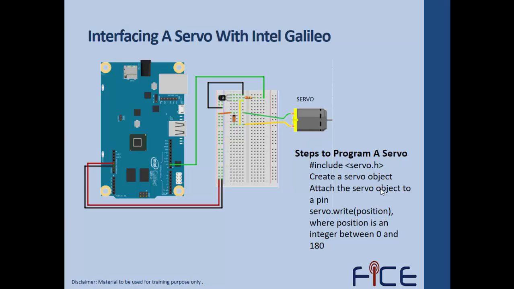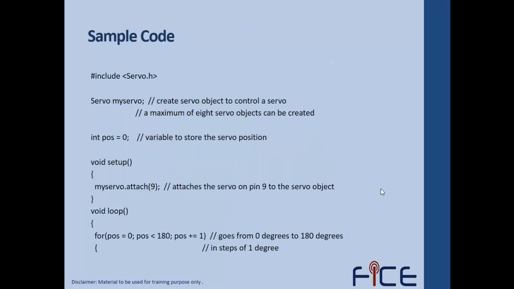So here we can see the interfacing of the motor. We have a motor here, and with the help of a breadboard we have connected that motor to the Intel Galileo Gen 2 board. We have a few steps here: we have created a servo object and attached the servo object to the pin, and next we are using the servo.write API where position is an integer between 0 to 180. So here we are interfacing a servo motor to the Intel Galileo Gen 2 board.